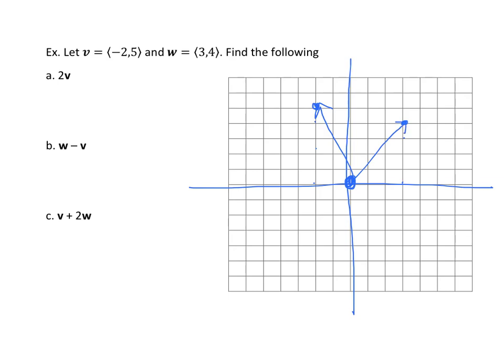Now I want to find 2v. Well, if I'm 2v and this is v, I want to go double the distance. So I'm going to be 2 times negative 2, 5. Oops, that should have been a vector symbol, which should be negative 4, 10. Which makes sense because it's going to go this distance plus double more. So twice as much in the x, twice as much in the y.